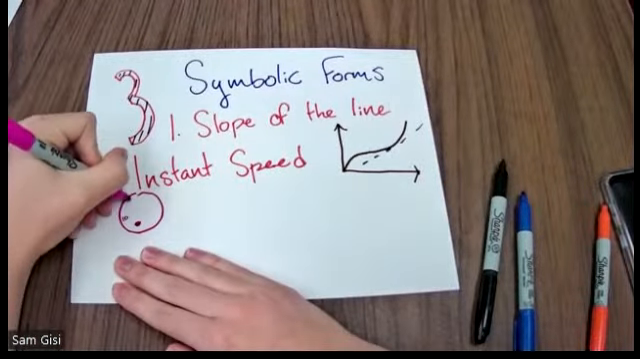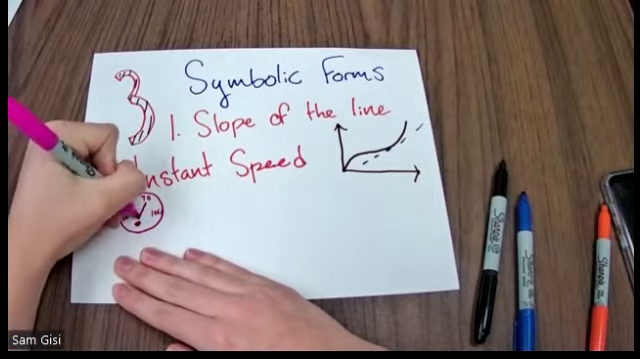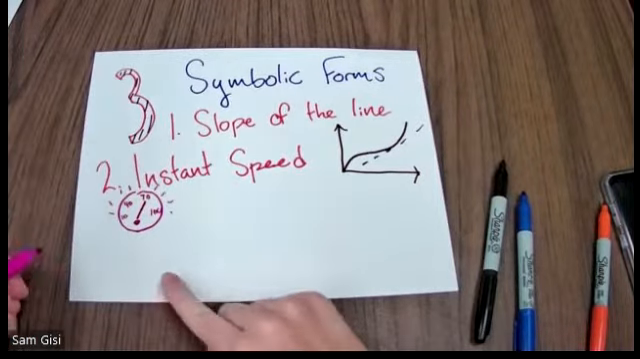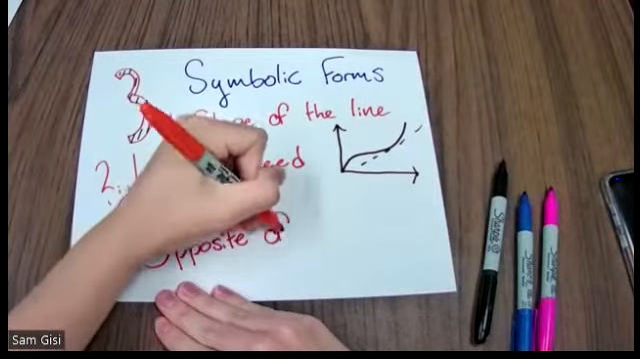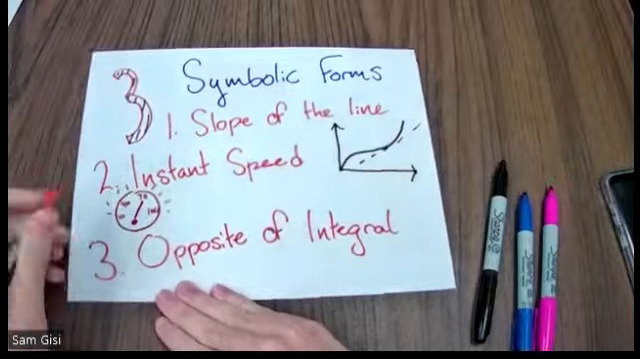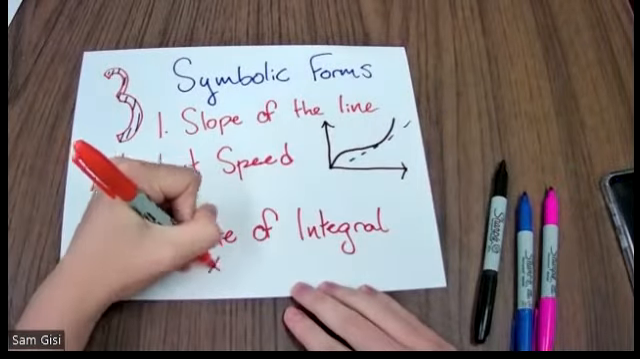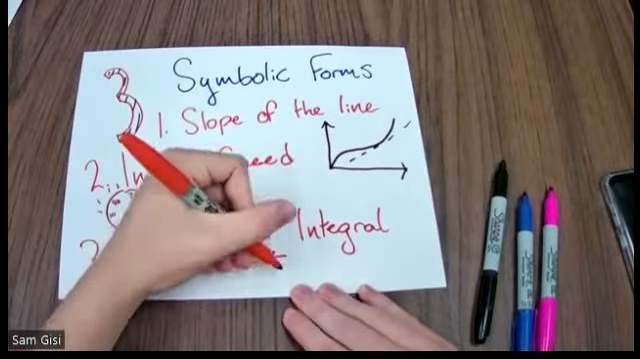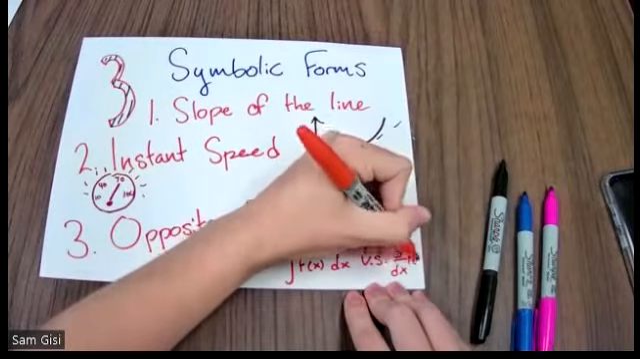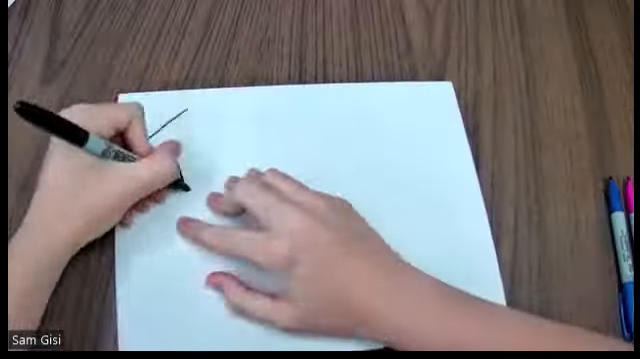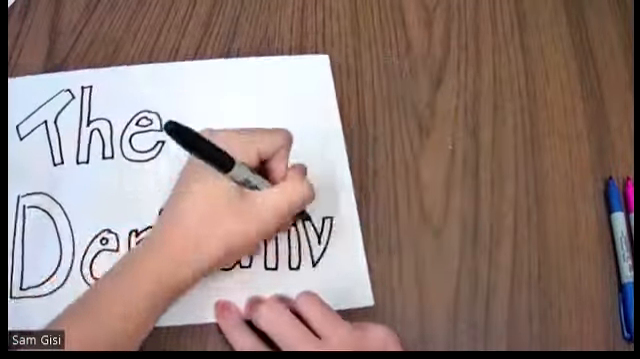And the third is the opposite of the integral. So just like how multiplication and division are opposites of each other, you can do multiplication and then you can do division to reverse it. You can do integration and derivatives as opposites of each other. They reverse each other. So those are three symbolic forms of what the derivative is.